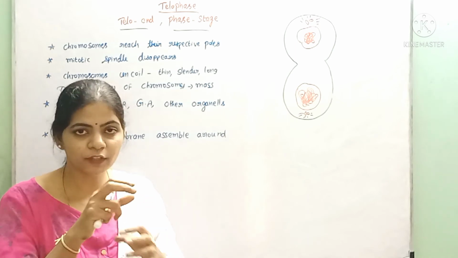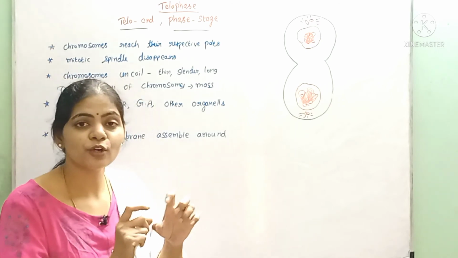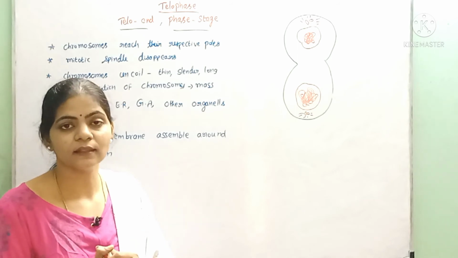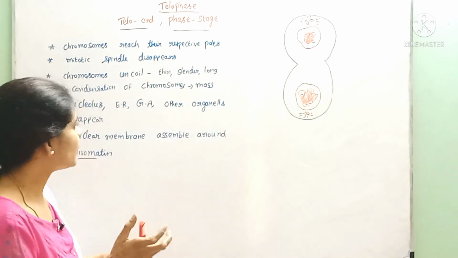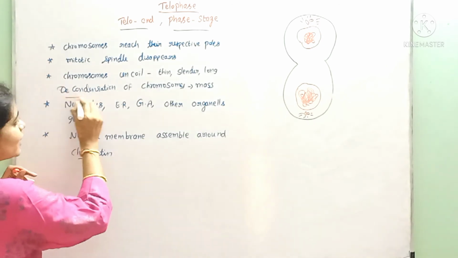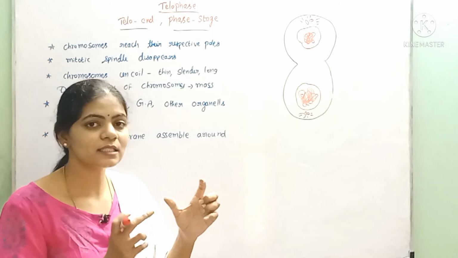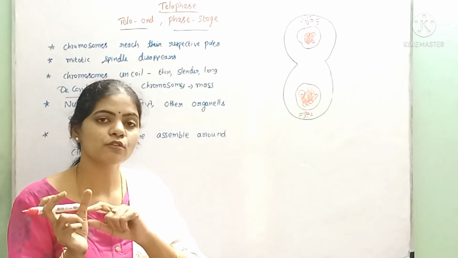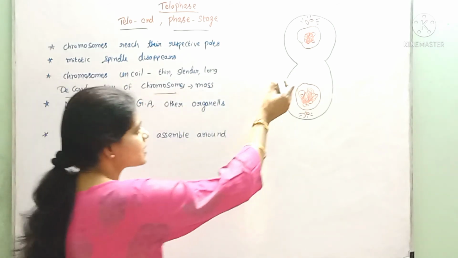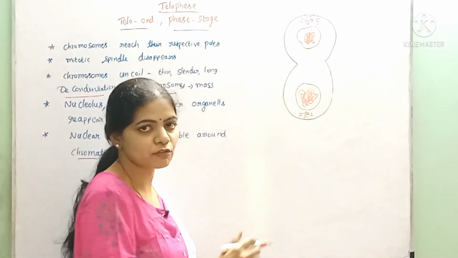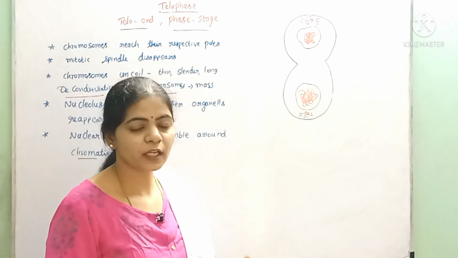The chromatin material coils and forms the chromosome. Here again the uncoiling process starts. The chromosomes become chromatin, and the uncoiling of the chromosomes leads to the formation of a thin, slender, long mass of chromatin. Here the decondensation of the chromosomes occurs. When the chromatin material is condensed, it forms the chromosome. Again these chromosomes decondense and form the chromatin. Here the mass of chromatin is formed because of the decondensation of the chromosomes. That means the chromosomes lost their identity, their shape, and again become a thread-like structure.